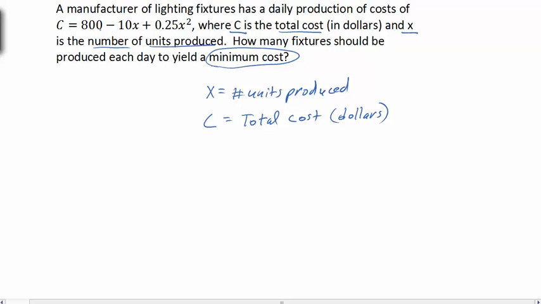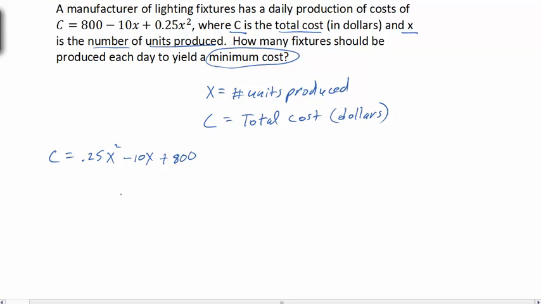Now, we know that we have the formula here. C equals the 800. We know this is going to be a quadratic equation. And I would recommend rewriting this. Anytime I have a quadratic equation, I like to put it in descending order with the x squared term first. So I'm going to write this as 0.25 x squared, and that's positive. And then we have a minus 10x, and then plus 800.